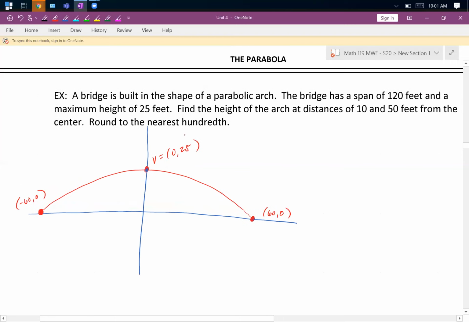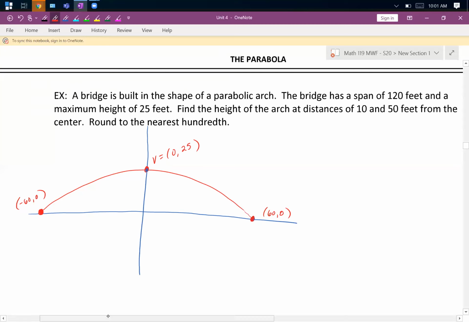So if we had done it the other way, where we had put the x-axis in line with the vertex, we would just have a vertex of the origin, and then our points would have been negative 60, negative 25, and positive 60, negative 25. We'll still get the right answer, the same answer in the end. But I'd rather have some more zeros in here instead of all those other ordered pairs.